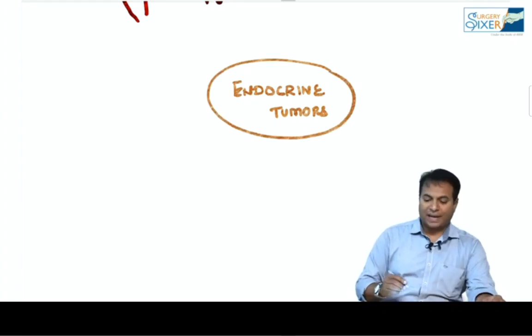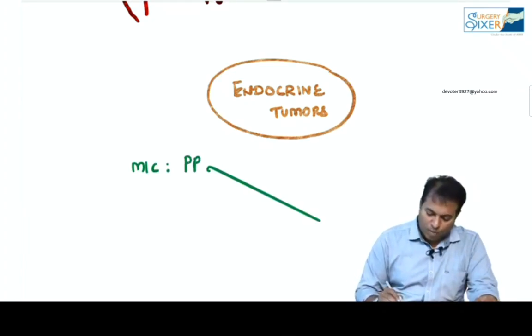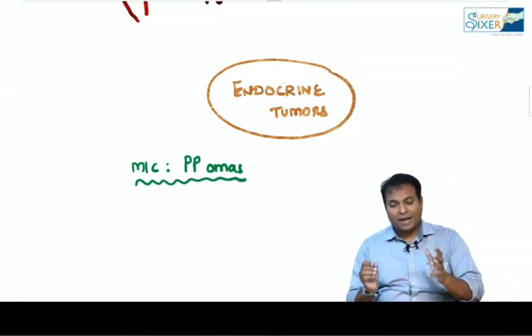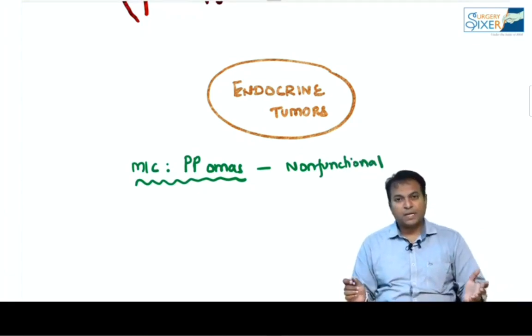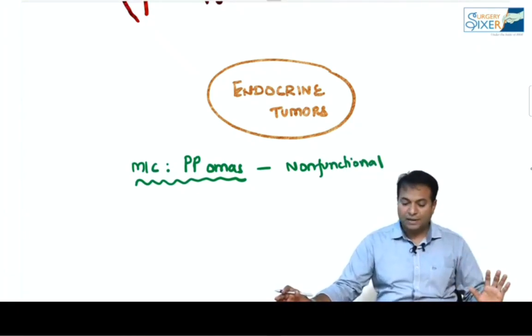So endocrine tumors of pancreas, the most common endocrine tumor of pancreas is pancreatic polypeptidomas. But why many books are not discussing about them? Because though pancreatic polypeptidomas are most common, they are non-functional, and they don't come to hospital many times. So pancreatic polypeptidomas are overall most common of endocrine tumors. They are non-functional, so they don't come to hospital. So we do not worry about it.